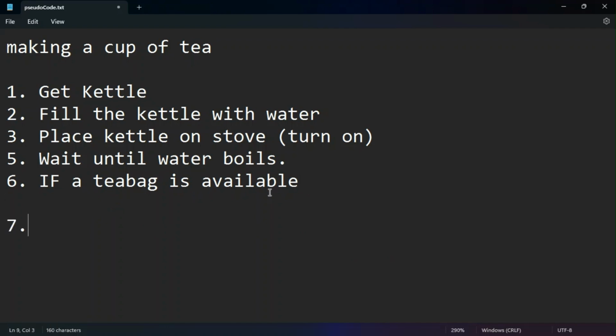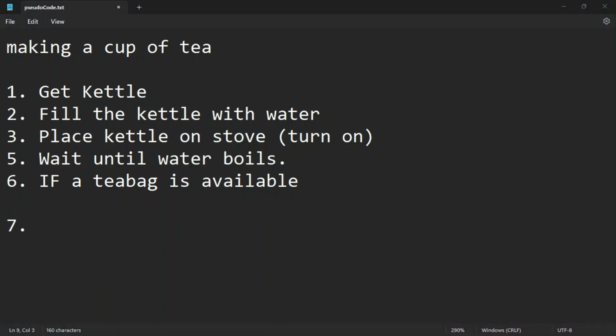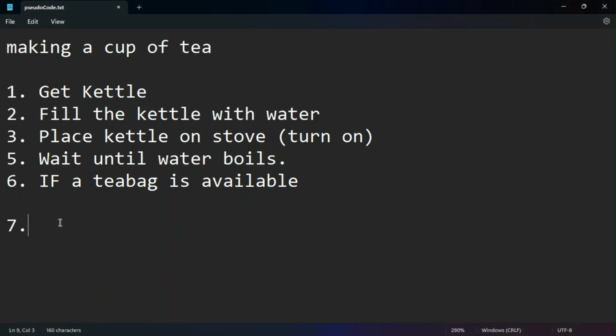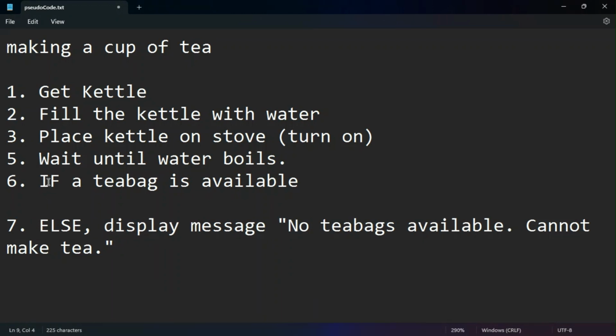So if the tea bag is not available, then we cannot make the tea. So let's add a step that says ELSE. So in other words, if the tea bag is not available, we can display a message that says no tea bags available, we cannot make the tea.